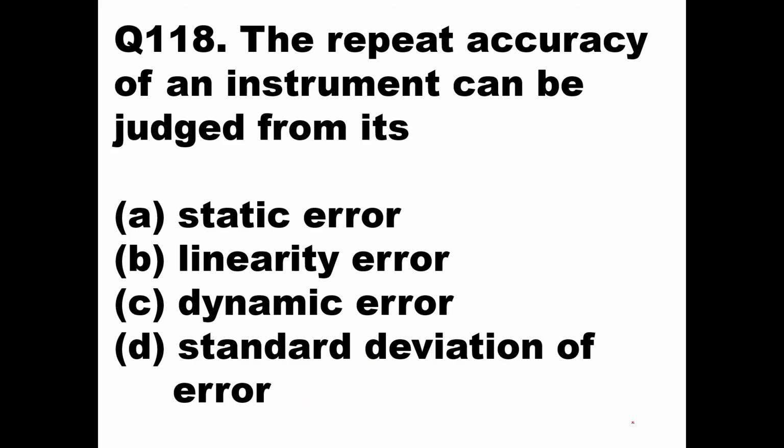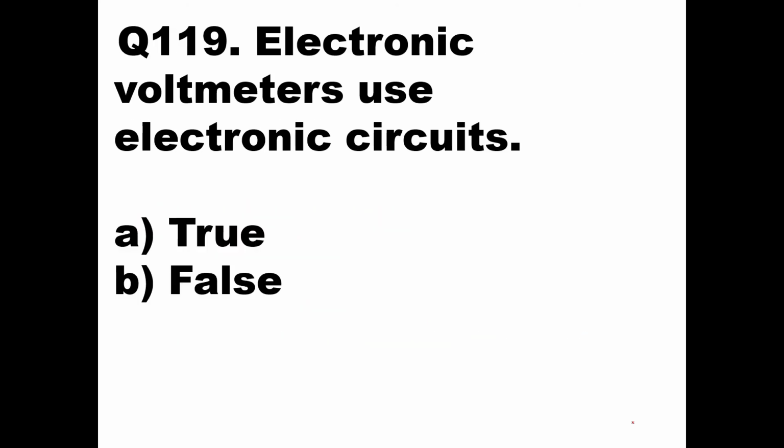Question number 118. The repeat accuracy of an instrument can be judged from its, okay, now the repeat accuracy is one where you should always get a correct result and the error should be less. So the repeat accuracy can be judged by the standard deviation of error. So how much is the deviation, the standard deviation of error, that will give the accuracy. So here option D will be the right answer, standard deviation of error. The repeat accuracy of an instrument can be judged from its standard deviation of error. Then we'll go to question number 119.